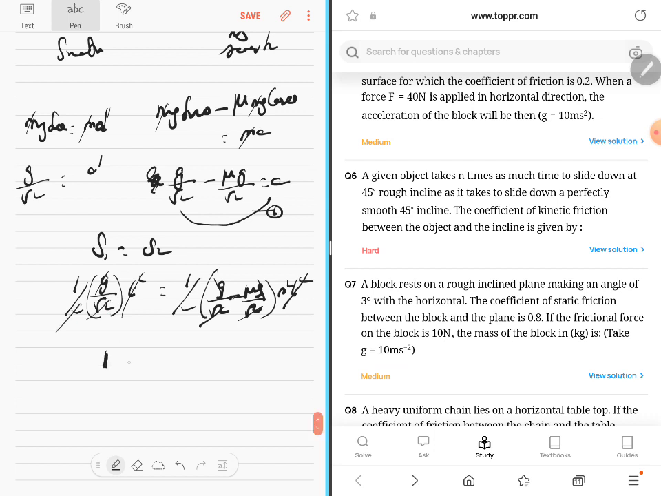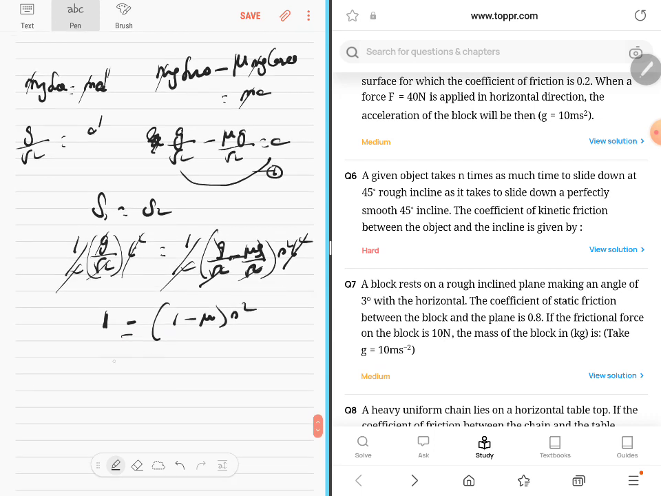So you get 1 is equal to, and 2 root 2 also get cancelled, so you have 1 minus mu into n square. So 1 by n square is equal to 1 minus mu. So if they ask you to find mu, it's 1 minus 1 by n square, or n square minus 1 by n square. Let me see, because the options have not been given here. 1 minus 1 by n square, this is the answer.